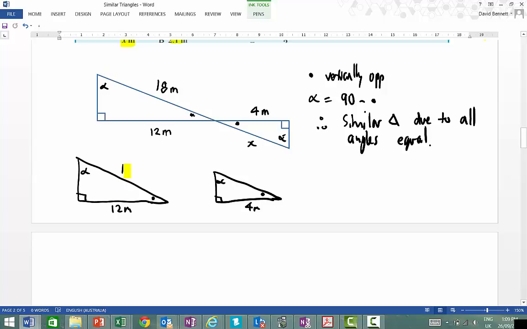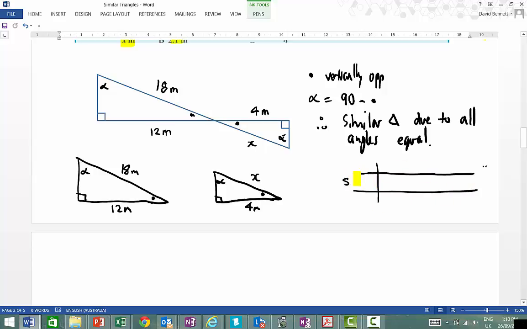So this over here is 18 meters, and this one over here is going to be x, our unknown. Alright, so that's by drawing the two triangles in exactly the same orientation. That actually works. The other way to do this is to look at the grid.